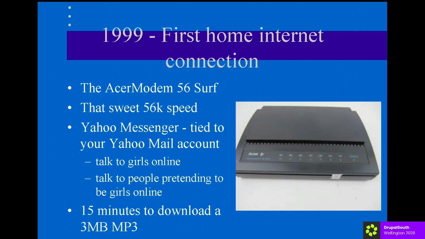And yeah, look, I mean, maybe our timing was off a bit here, but hey, this is my first home internet connection. This is the modem I had. And because it's also an ASA modem, it's really compatible with your ASA 486, 56k speed, kids. You wouldn't believe this bad boy. And you could do things like, with Yahoo already mentioned, you could talk on Yahoo Messenger. You could talk to girls online. And you could also talk to people pretending to be girls online. And it was sweet. It was sweet.